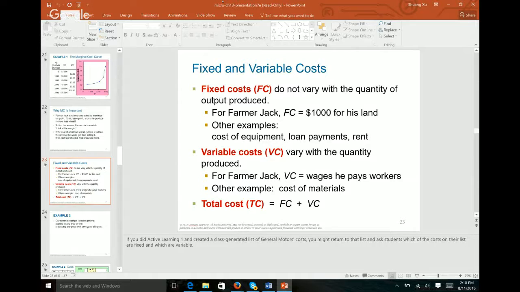All right, makes sense? So variable cost will change depending on how much you produce. Fixed cost won't change, it will stay the same no matter how much you produce. So that's your fixed cost. And then total cost is the total of the two, so fixed cost plus variable cost.